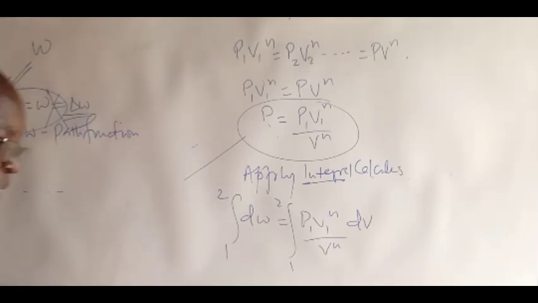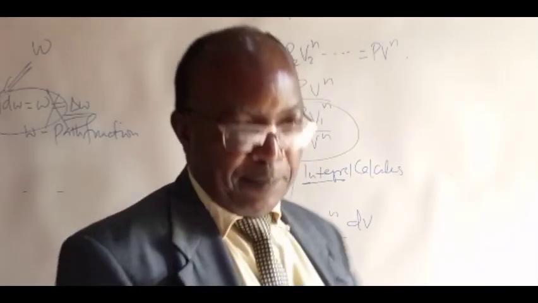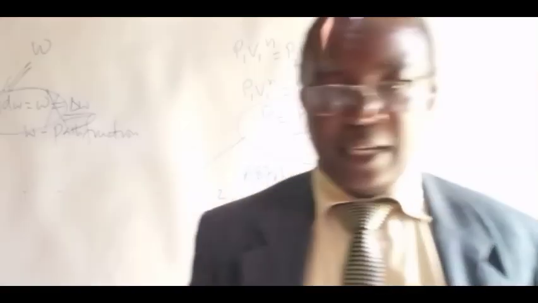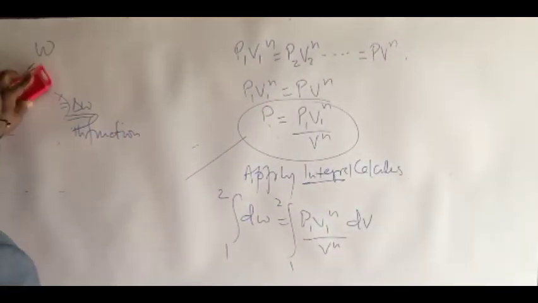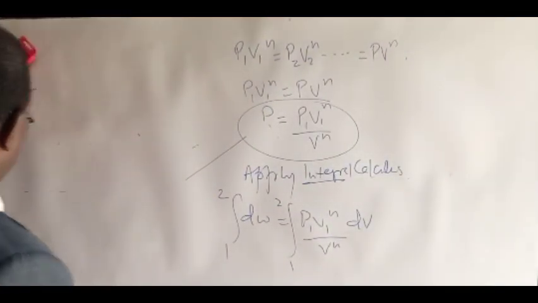That's why if you have W adiabatic, Q is 0; W non-adiabatic, Q is not 0. When you have an adiabatic path, Q is 0; non-adiabatic path, Q is not 0. It depends on the path which you follow. Now, let us solve for W.